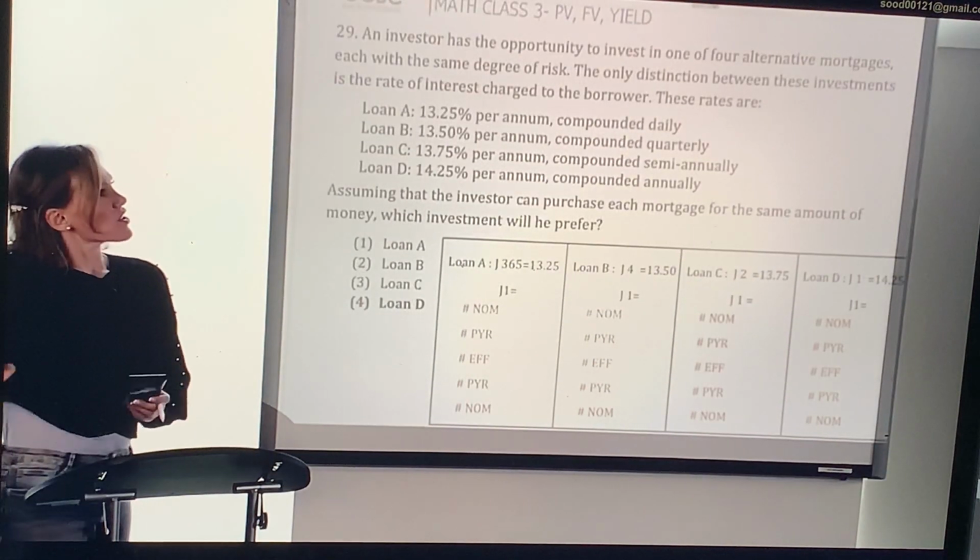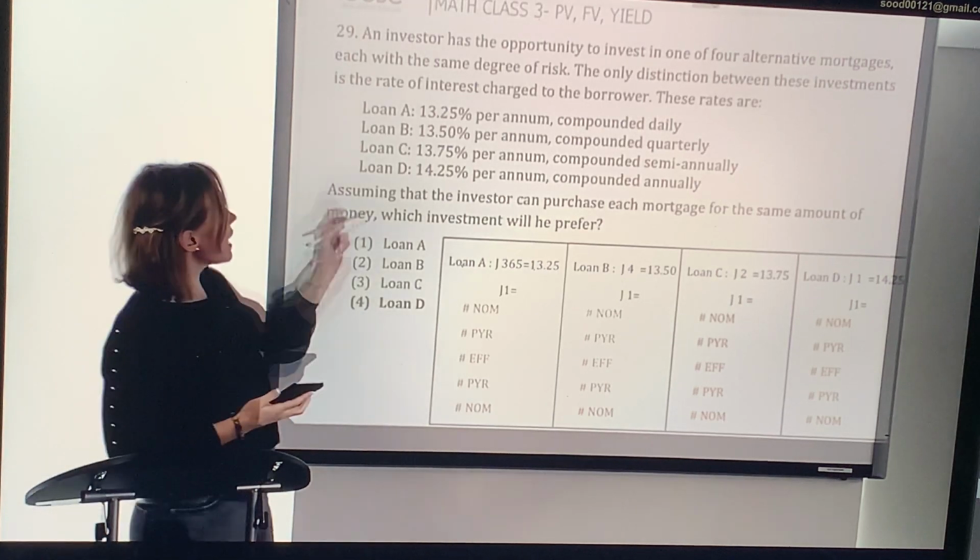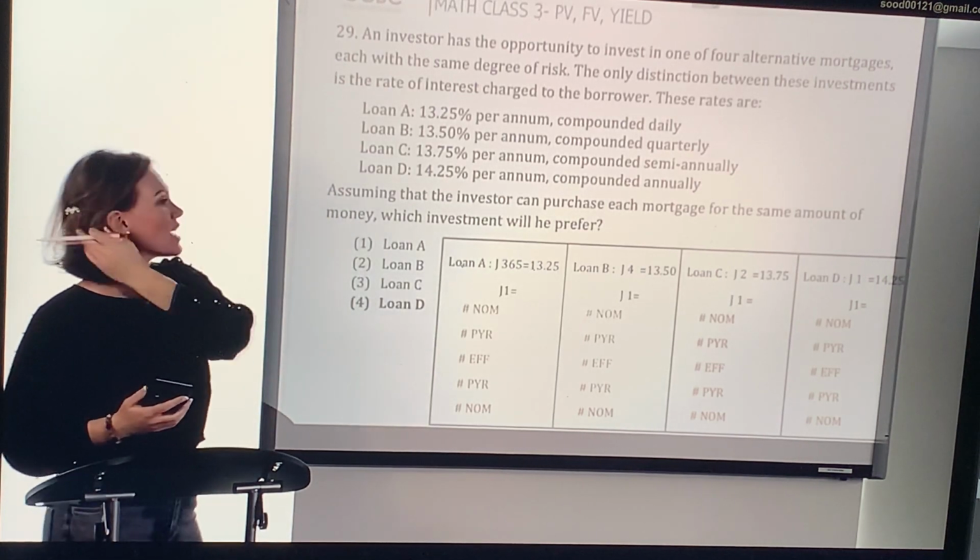This is another easy question, same idea as what we just did. They give you 4 different types of loans, and you have to figure out which one is the highest, which one is the lowest one.